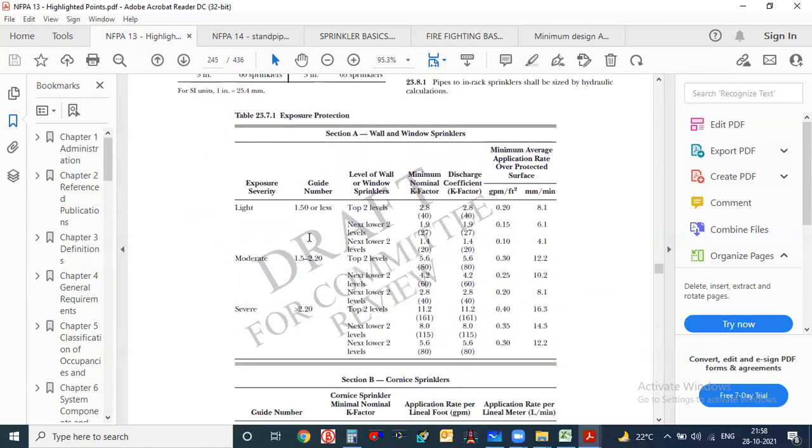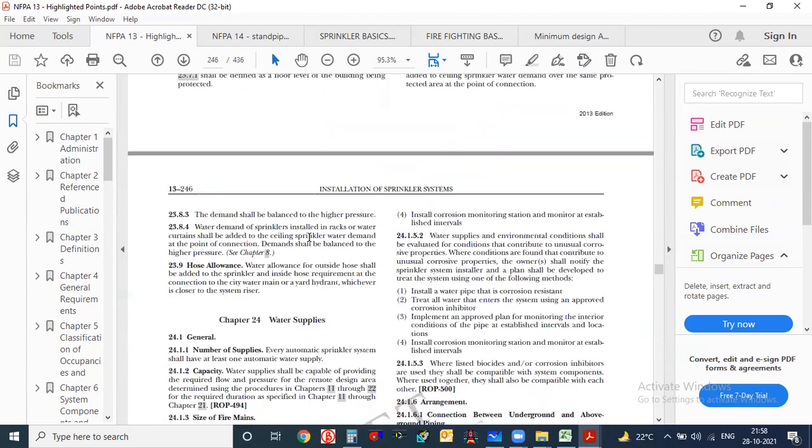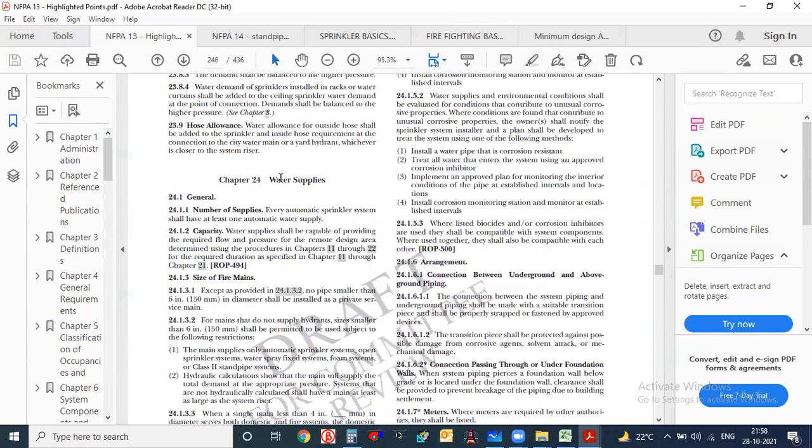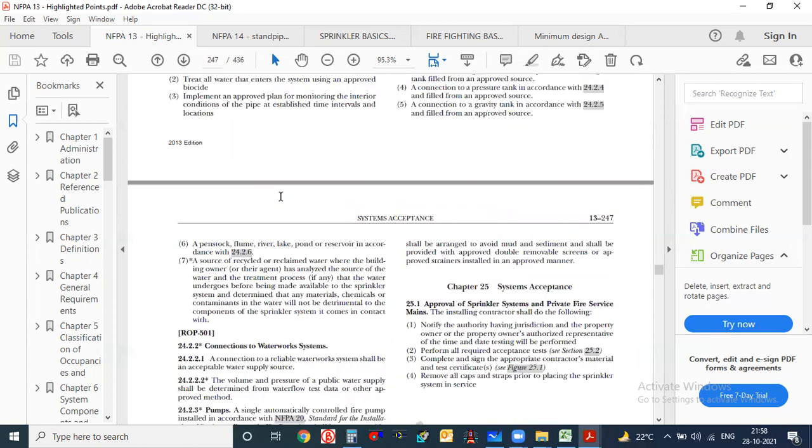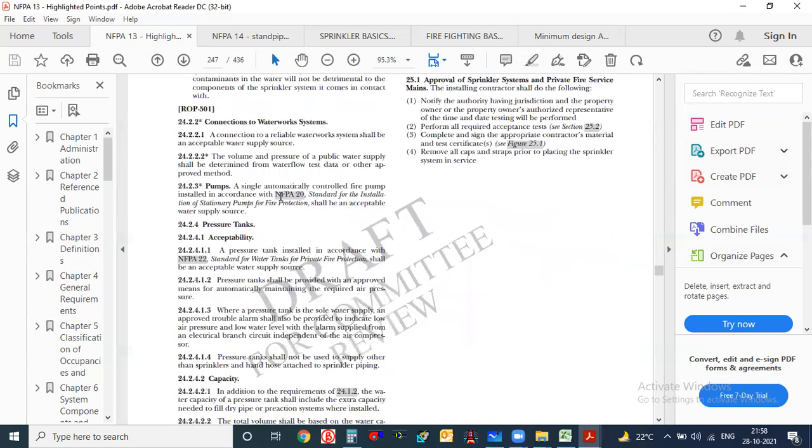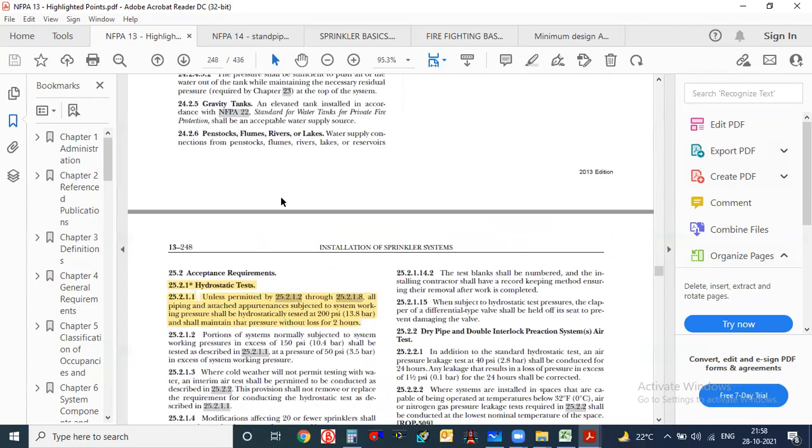Exposure protection. Okay, this thing is not required for us. What is given in one, I don't know. Now the next section talks about the water supplies, meaning how much water you have to supply to the building. So here also some clauses are written. Okay, they have not given anything. Maybe we can get one table for water supply.